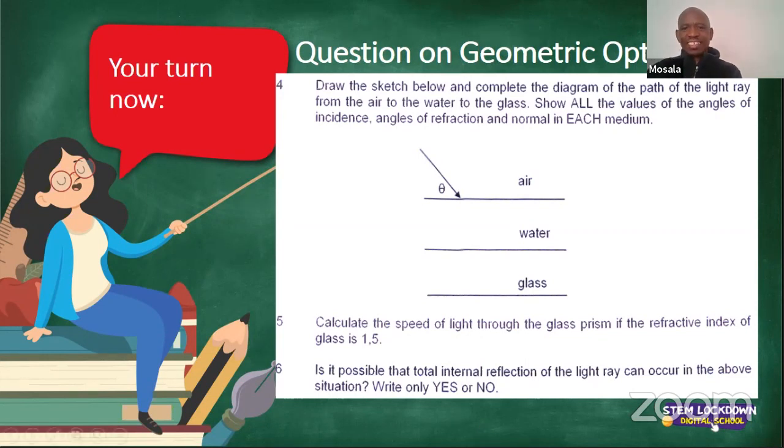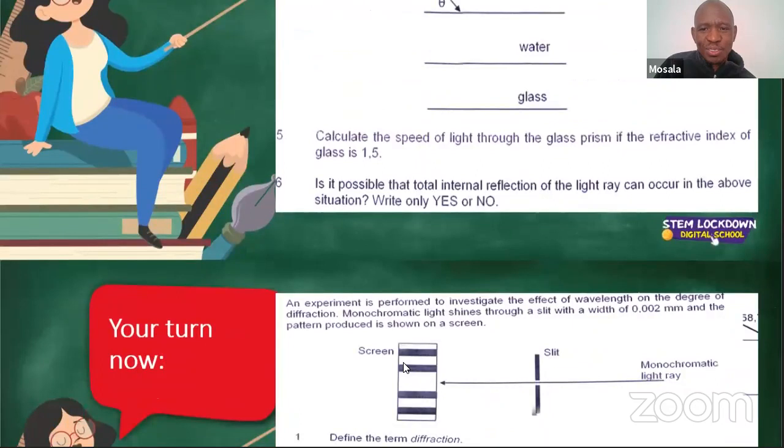All right, let's try to get the responses to this answer. The first one is to draw the sketch below and complete the diagram of the path of light ray from air to water to glass. Show all the values of the angles of incident, angle of refraction, and normal in each medium. So this is what was expected of you.